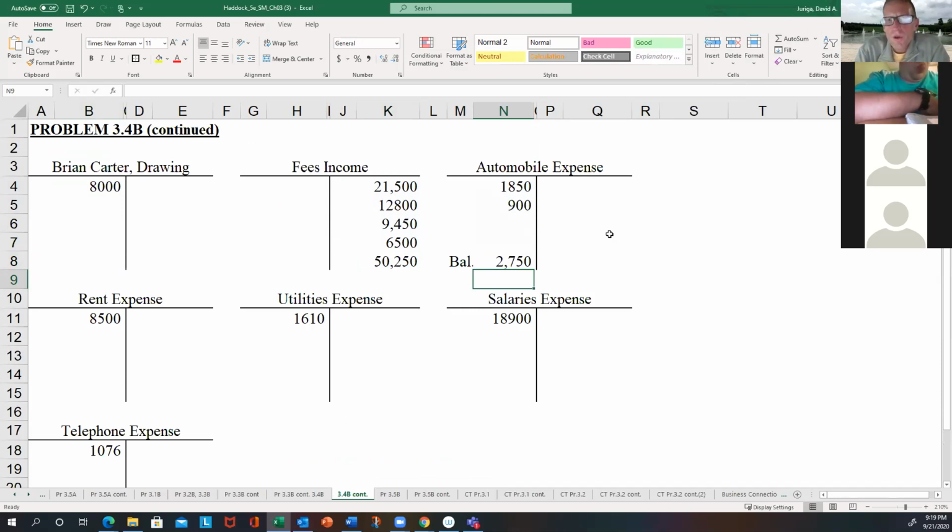So I'm hoping, are there any questions after this? Because the last thing I want to do on this is just briefly do the financial statements. But are there any questions from anybody, again, on how to get the account balance on any of the accounts?